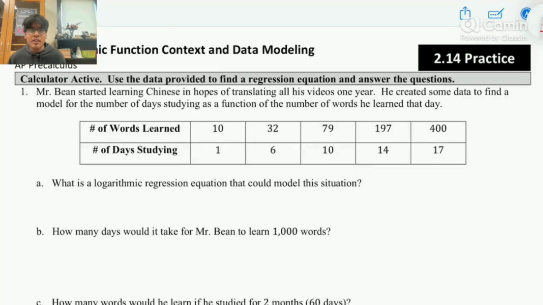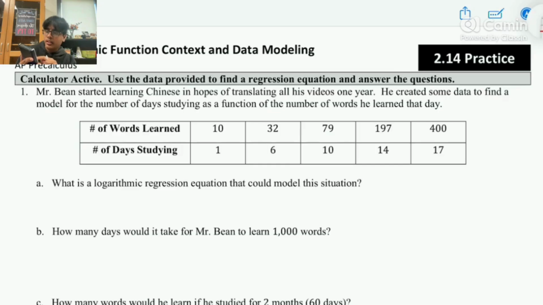Okay, so let's look at this, guys. So we have Mr. Bean, and let's see what it says. Mr. Bean started learning Chinese in hopes of translating all his videos one year. He created some data to find a model for the number of days studying as a function of the number of words he learned that day. So we have this list, and I already did it for time's sake, but we're going to plug it into our calculator.